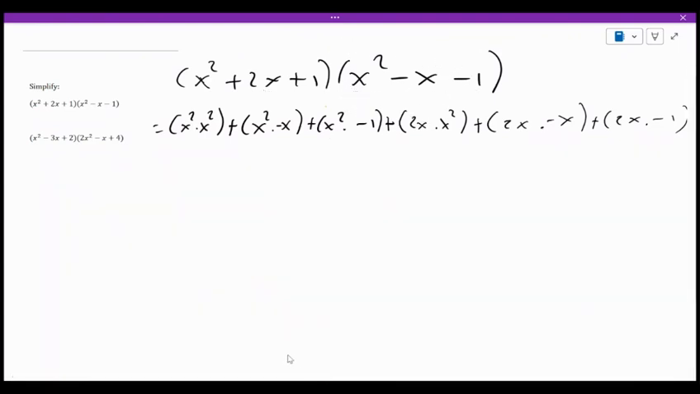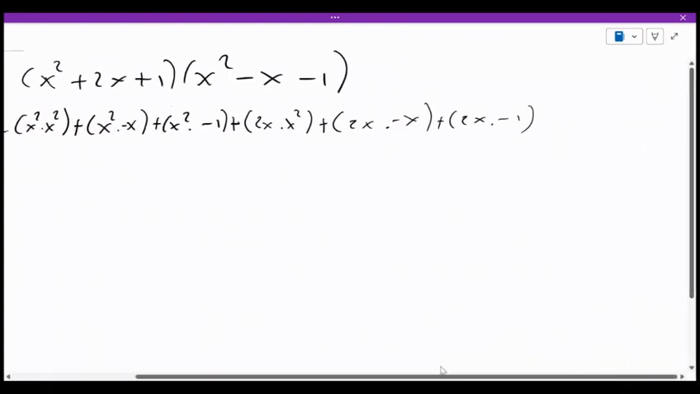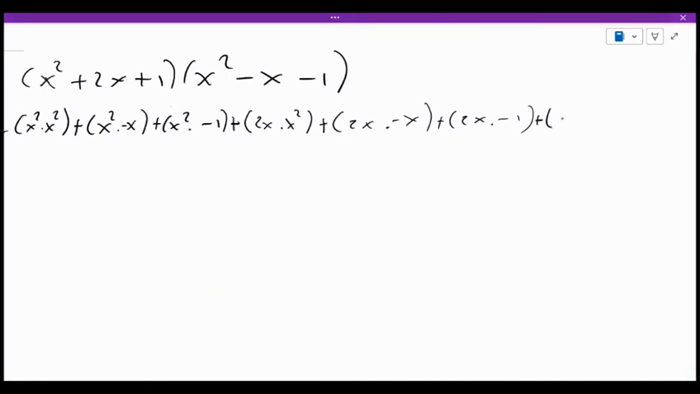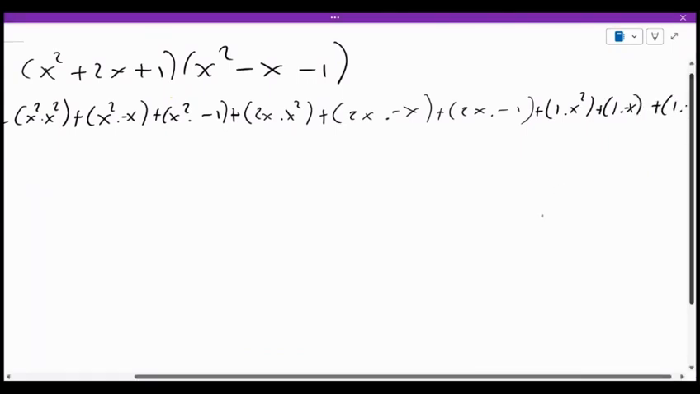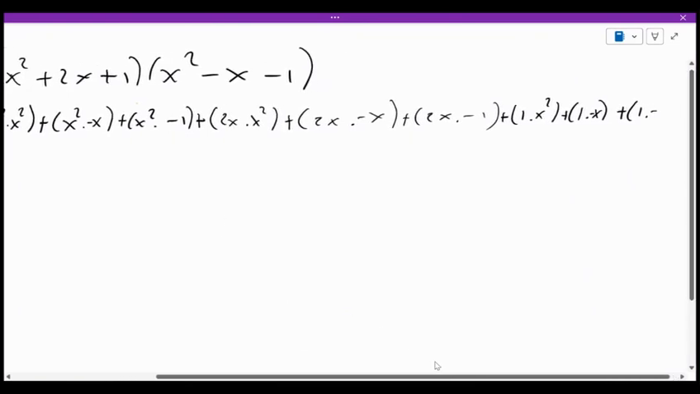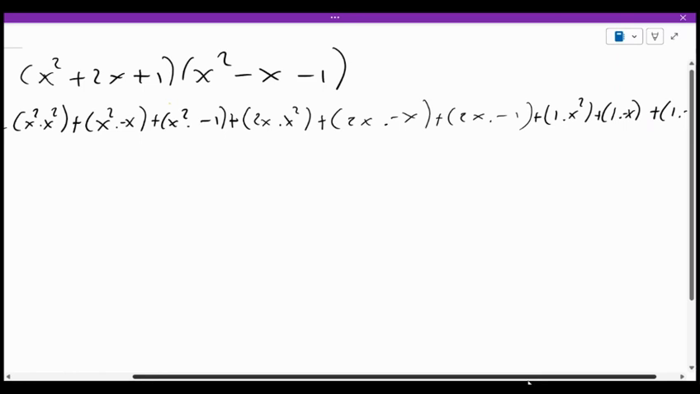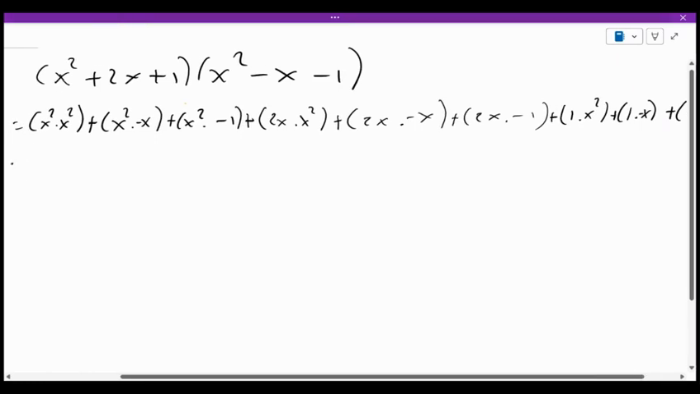And then let's look at what's left. We have 1 multiplied with x squared plus 1 multiplied with negative x plus 1 times negative 1. Running out of space. Just going to simplify it and then that's going to be perfect again.